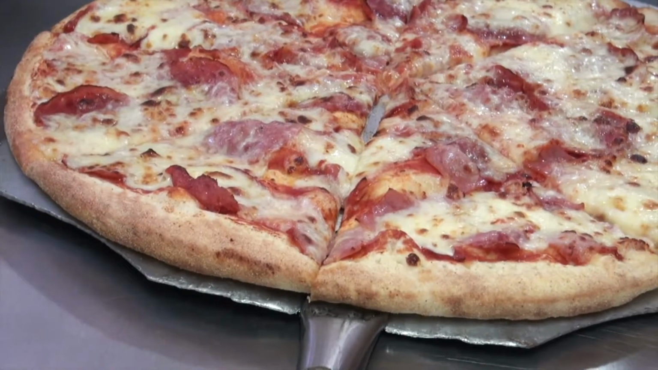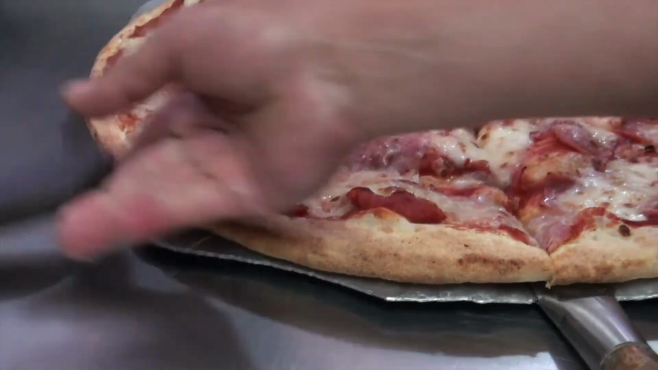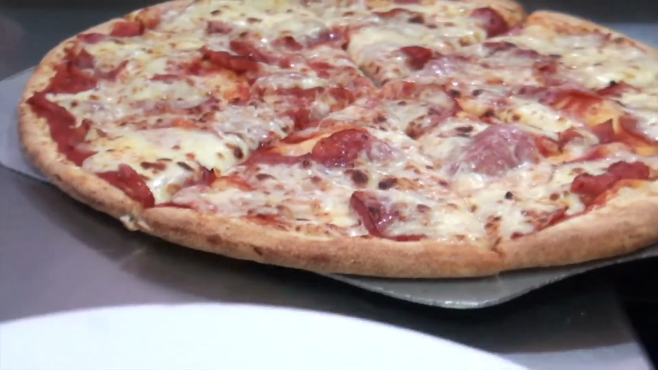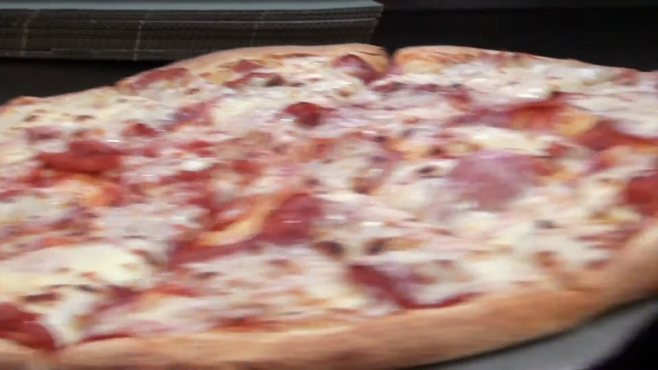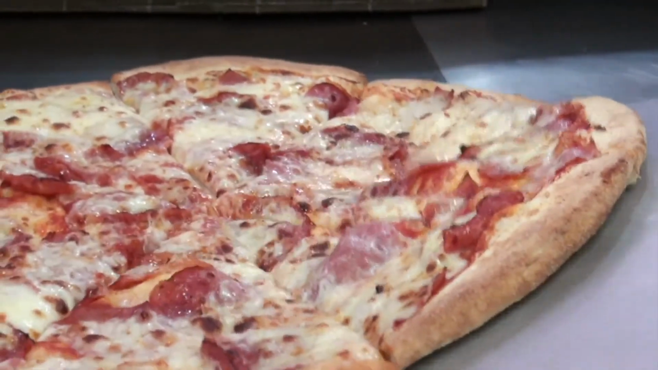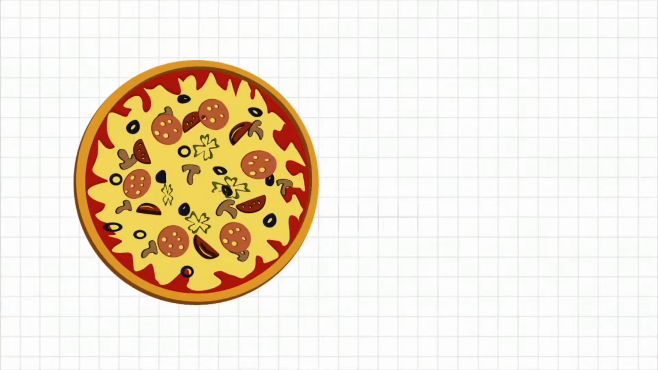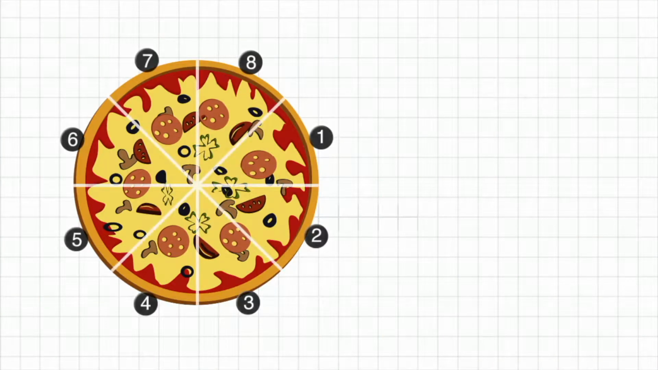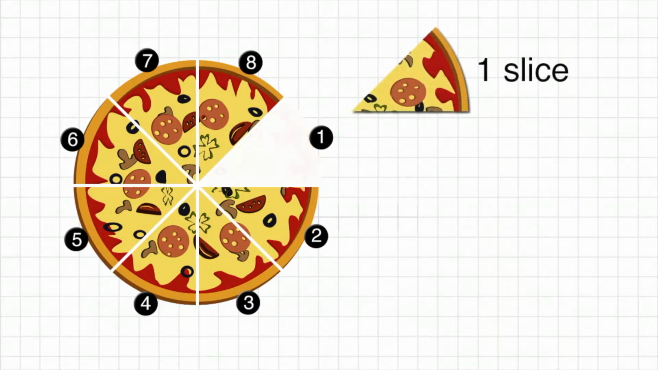Fractions represent a relationship of parts to the whole. In this case, a fraction represents a whole quantity that is divided into equal pieces. This pizza is divided into 8 equal slices. If someone eats 1 slice of the 8 slices, that slice can be represented by 1/8.